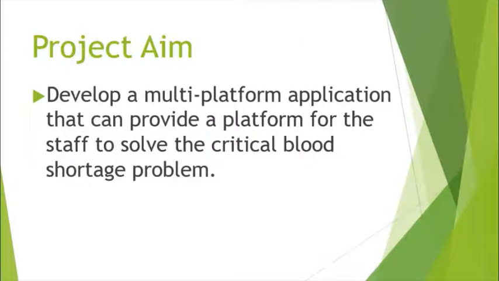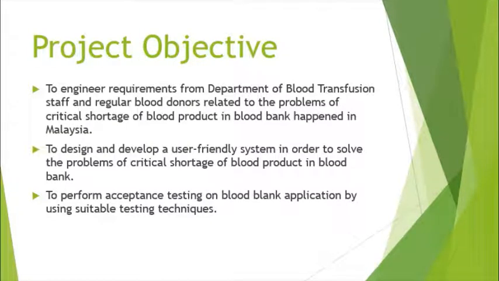Now we talk about the project aim. The aim of this project is to develop a multi-platform application that can provide a platform for the staff to solve the critical blood shortage problem. There are three project objectives in this project. The first one is to engineer the requirements from the Department of Blood Transfusion staff and regular blood donors related to the problem of critical shortage of blood products in blood banks in Malaysia. The next one is to design and develop a user-friendly system in order to solve the problem of critical shortage of blood products in blood banks. The last one is to perform acceptance testing on the blood bank application by using suitable testing techniques.